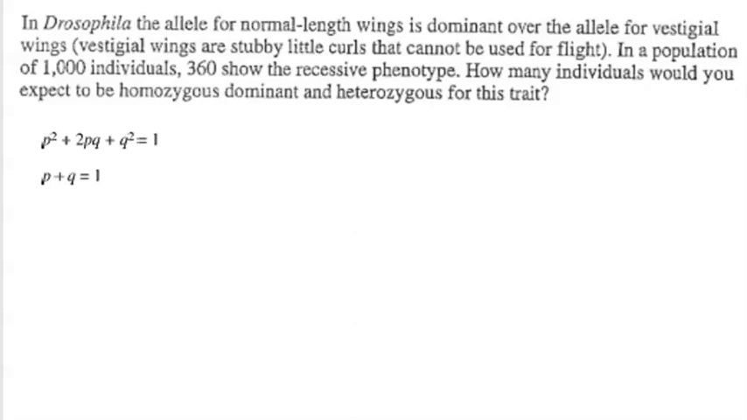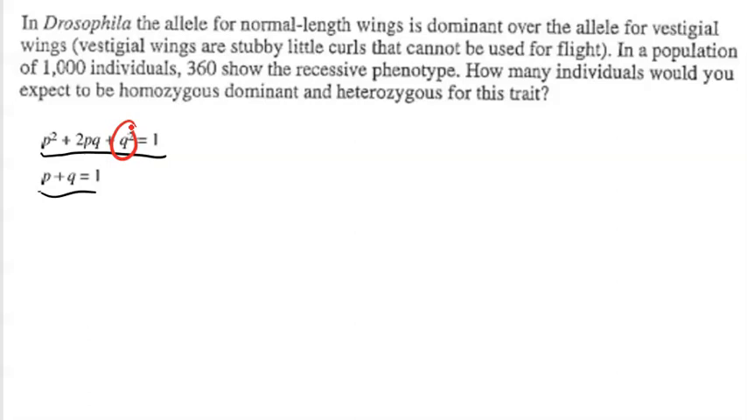So when we look at the two equations for Hardy-Weinberg, we know that this equation here is going to set us up for genotype or phenotype frequencies, and this equation here is going to give us our individual allele frequencies. So oftentimes these problems run through Q squared.